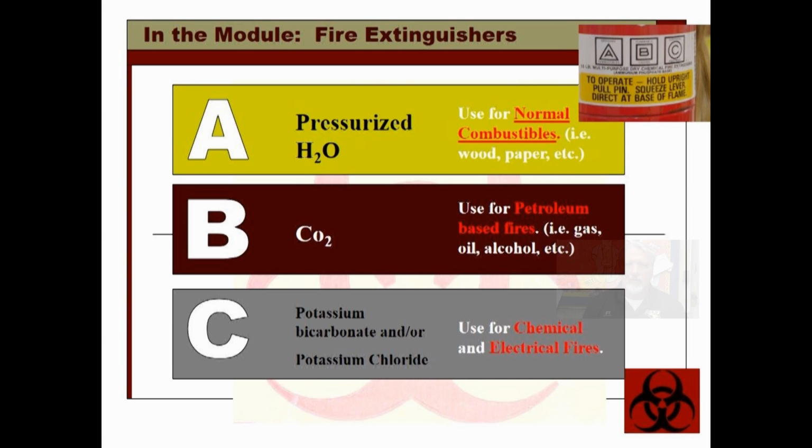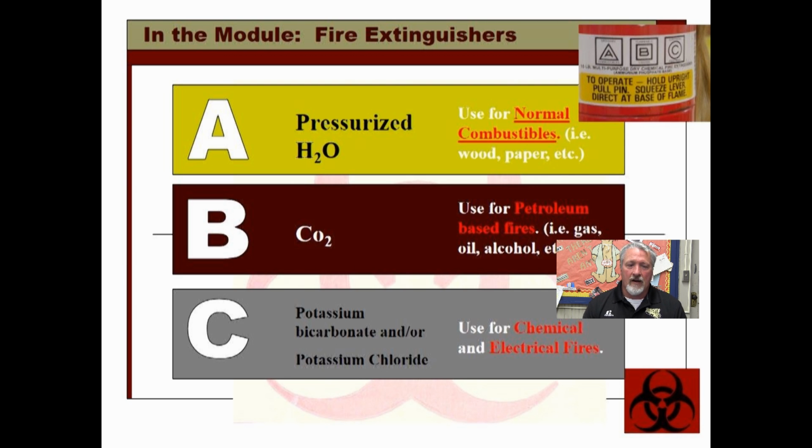As I said, the first thing we're going to talk about is fire extinguishers, the different types and how to use them. First of all, as you see on this slide, there are 3 basic types of fire extinguishers. However, you can have combinations or individuals of each of these types. In other words, you can have an ABC fire extinguisher, you can have an AB fire extinguisher, or you can just have an A fire extinguisher.